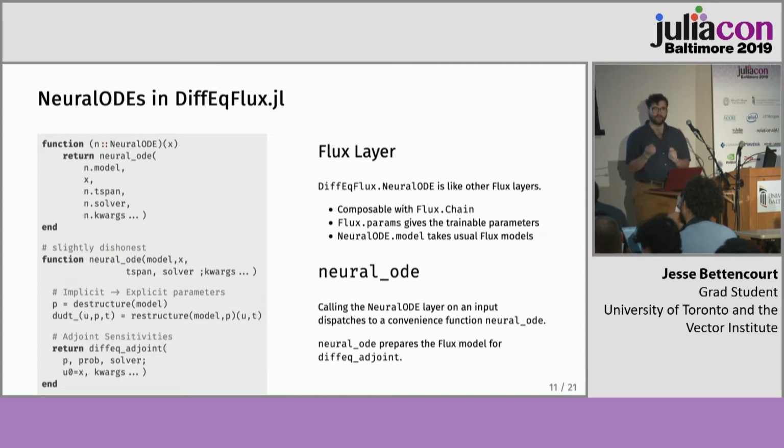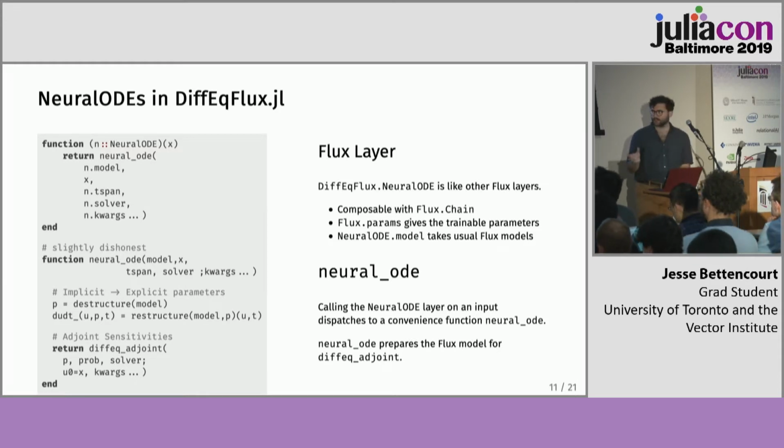So if we call a neural ODE layer on an input, this dispatches to a convenience function which prepares the initial value problem to be solved. And this is slightly dishonest, but the preparation basically is doing a bunch of tracker nonsense, which again will go away. And what that means is it exposes the parameters that are implicitly defined for a Flux model and makes it explicit, which is required for these adjoint solves. And so once it does all of this parameter fiddling, it sends that to another function called DiffEqAdjoint.